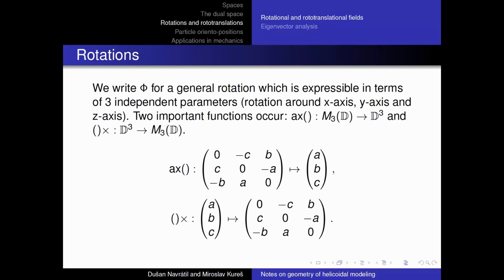So we will write phi for general rotation, which depends on 3 parameters, which usually are angles of rotation around x, y, and z axis. And there will be 2 important functions, the axial and the cross function. The first one assigns to screw symmetry matrix its axial vector. And if such matrix is not screw symmetric, it will take the screw symmetric part. The other function works in the other direction. So to one vector, it assigns a screw symmetric matrix.